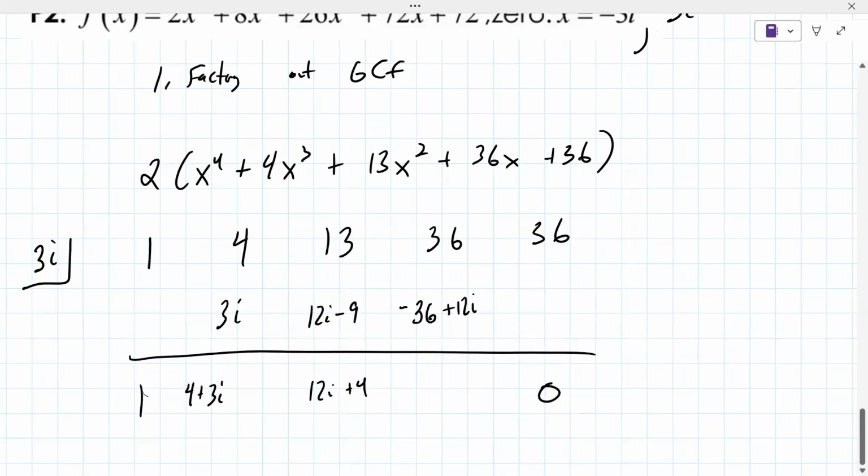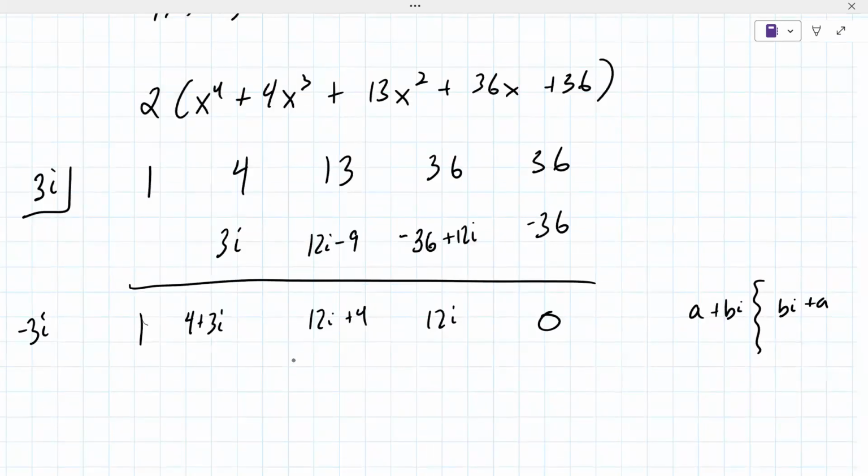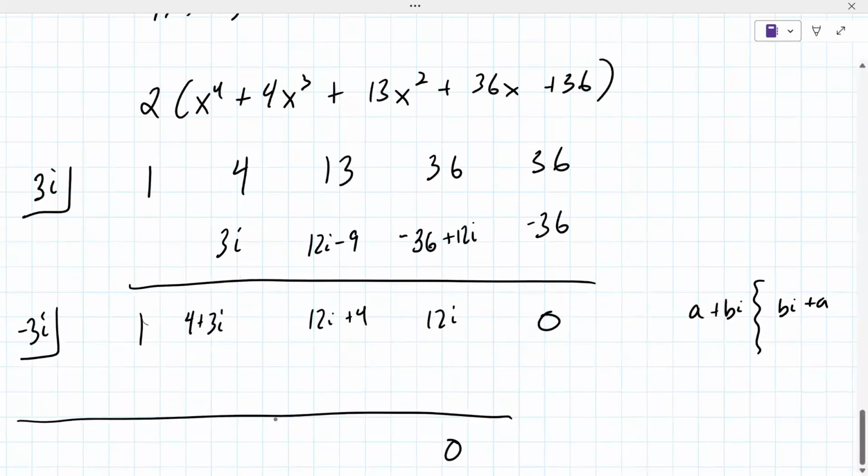And then this was minus 36 like that. It's really important that you don't just make up the last number, because you're going to reuse these in the next line. You can see I've gone back and forth between a plus bi and bi plus a. You might want to be more consistent than me on that. All right, so now from this line, try minus 3i. And again, what you should get is 0 when you're all done. So give that a try.